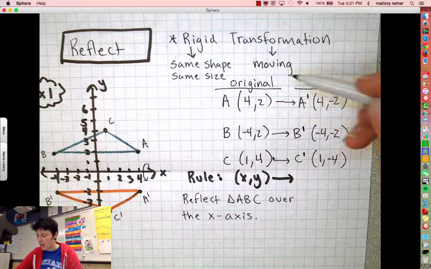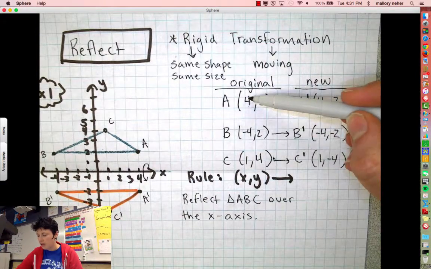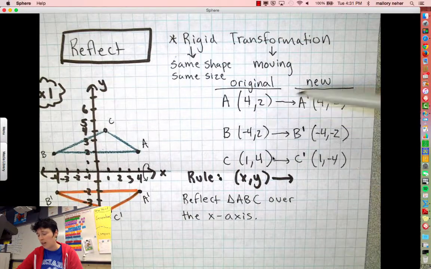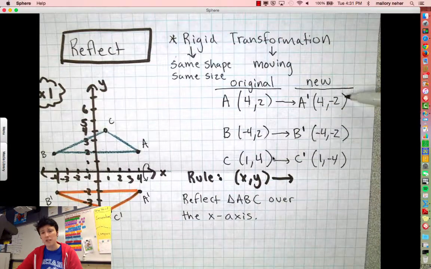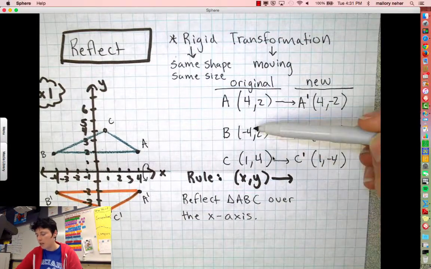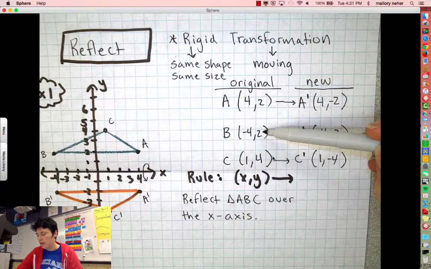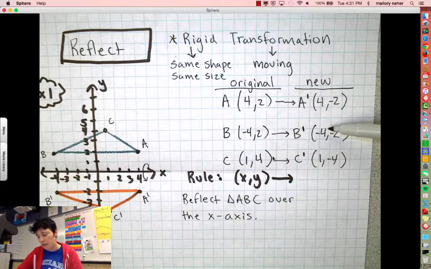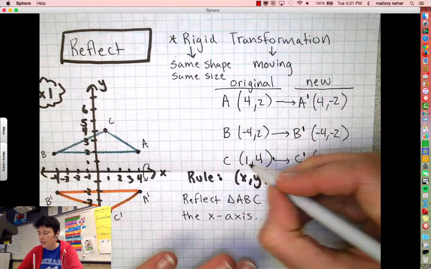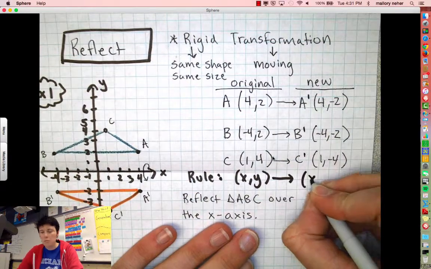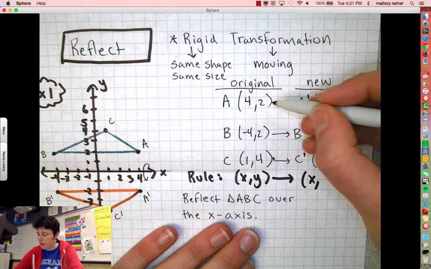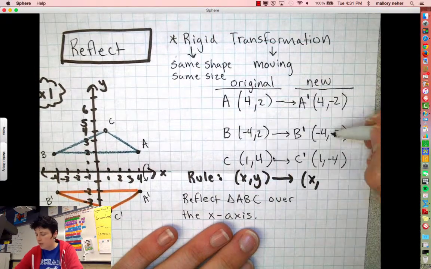What happens to that X and that Y number? So look at A. X was 4, Y was 2. Now X is 4 and Y is -2. Or look at B. X was -4, Y was 2. B prime is X is -4, Y is -2. You kind of see what's happening here? The X's are actually not changing. The X's are staying the same. It's 4 and 4, -4 and -4, 1 and 1.